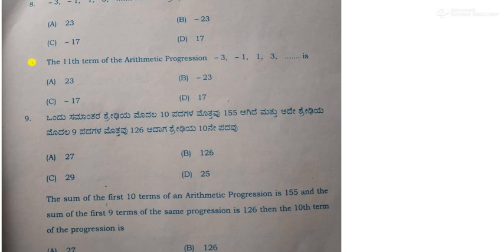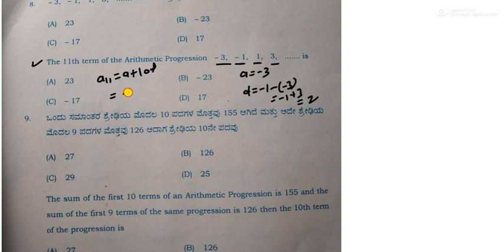Question number 8. The 11th term of the AP, this is dash. So A is minus 3, D is A2 minus A1, minus 1 minus of minus 3. So this is minus 1 plus 3, which is equal to 2. So the 11th term, A11, is A plus 10D, correct? So substitute minus 3 plus 10 into D, which is plus 2. Substitution should be proper. So when we solve, this becomes 20 minus 3, which is 17. Option number D, plus 17.